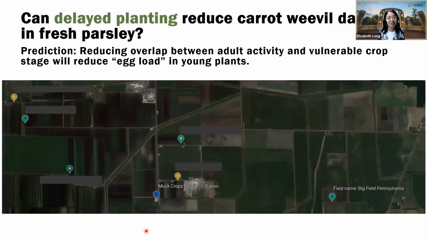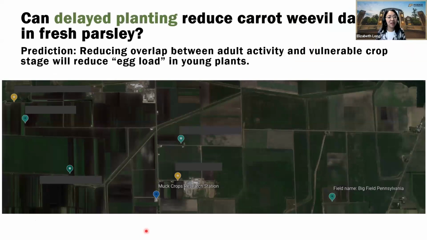Let's partner with these farmers and go out to their farms, identifying fields that have had issues with carrot weevil in the past, and basically test this empirically with the farmers on their own farms. So our key question was, can delayed planting reduce carrot weevil damage in fresh parsley?